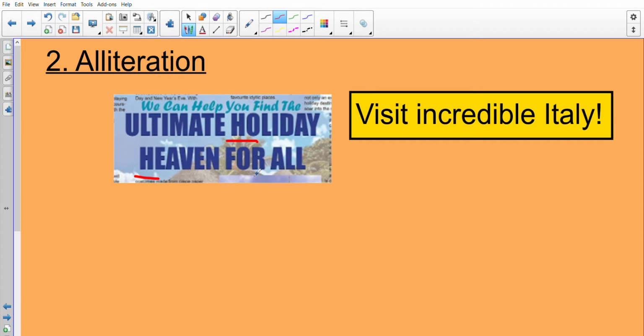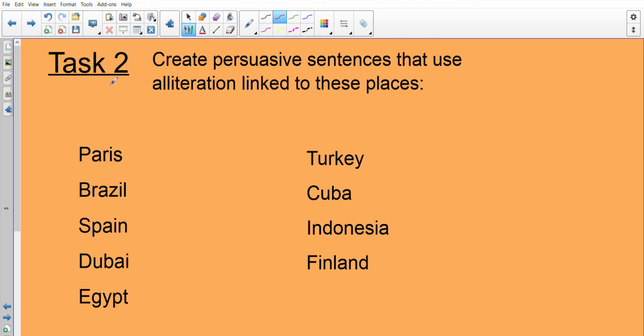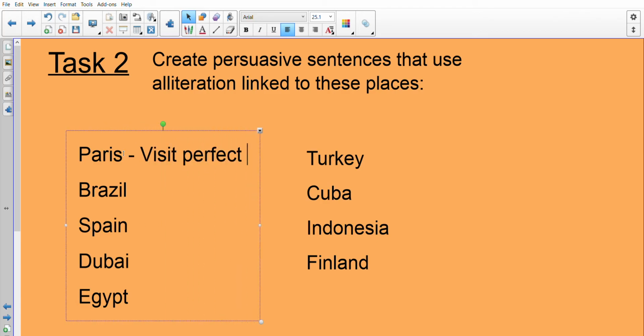Okay, and we've got here visit incredible Italy. Okay, that is alliteration. We've got I and I. So, fairly straightforward this task. I want you to just write persuasive sentences that use alliteration linked to these places. So for this one here, Paris, you could say something like, I don't know, visit perfect Paris. Okay, so just think of an adjective that describes these places.